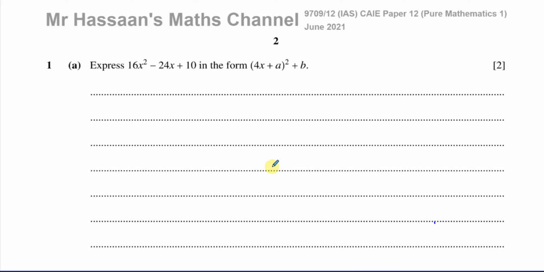I'm answering question number 1 from the June 2021 Pure Mathematics paper from Cambridge 9709. This is paper 1 variant 2, and we're asked to express this quadratic expression in this form, in which you have kind of completed the square.